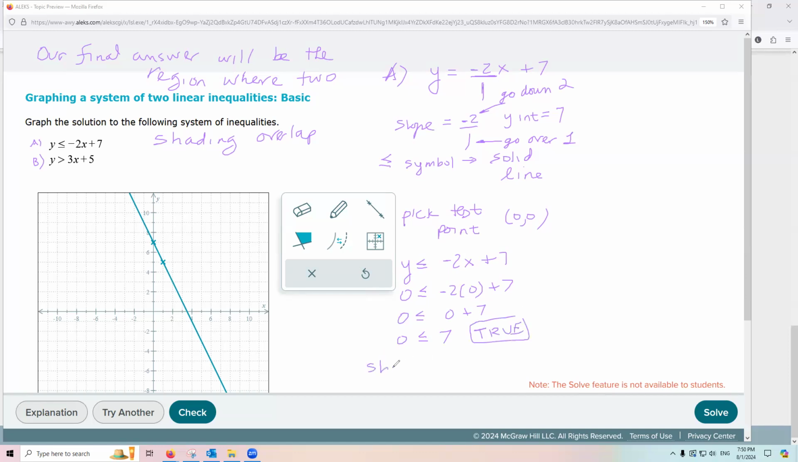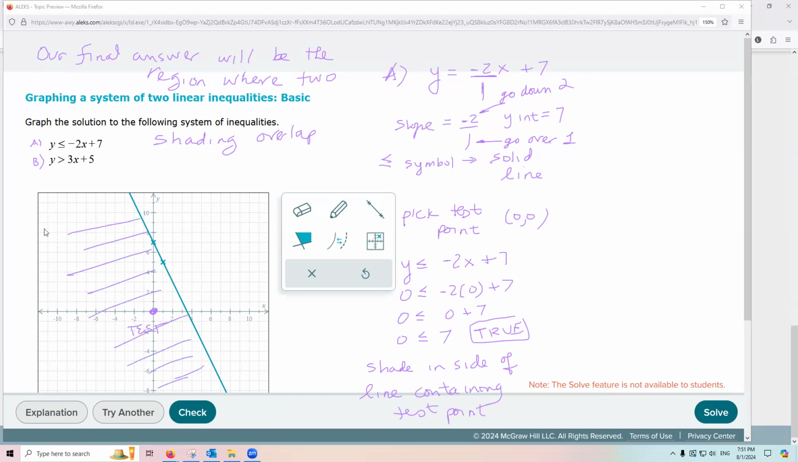Well, that's true. 0 is less than 7, so true. So that tells me shade in the side of the line containing the test point. Well, our test point was 0, 0, so let me put that here. So here's our test point. So I'm going to shade in the side of the line containing the test point. So that means I'm going to be shading in this side of the line.